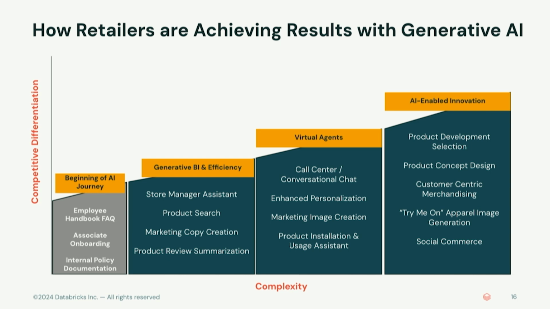And then the final category is where there is an AI-enabled innovation, where you use Gen AI to ideate new product concepts, which goes from the stage of just using Gen AI to help with your productivity, to using Gen AI to create something new for you, right? So this is the try-me-on apparel, where you can try new dresses in a virtual environment. Generative AI can generate concepts and things like that.